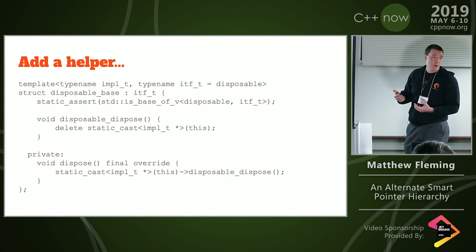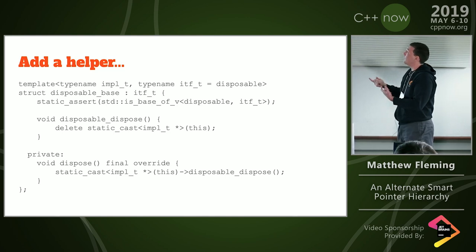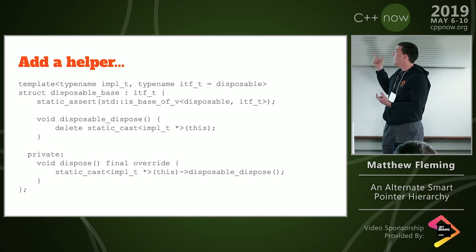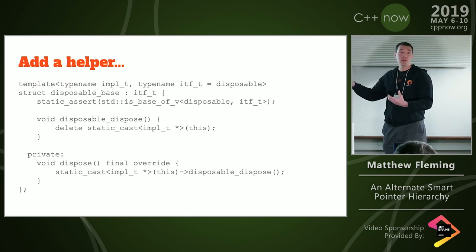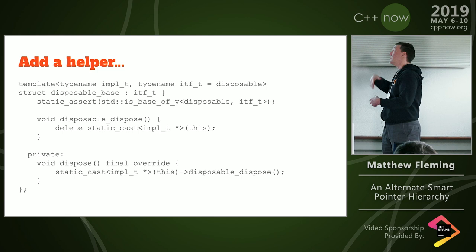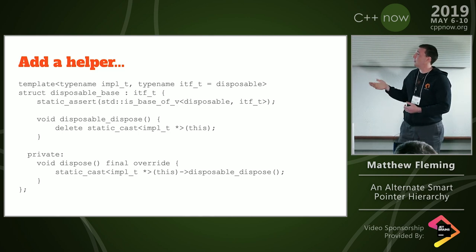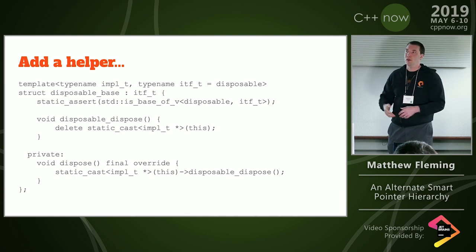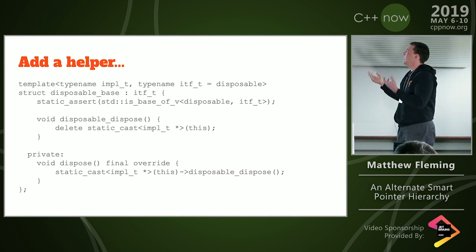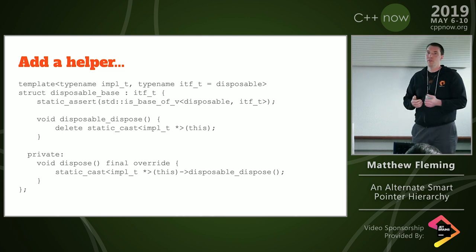So here's another thing about our code base. I honestly couldn't think of better names for these things. So in a lot of places we have our implementation type, that's impl_t, and an interface type, itf_t. And they look like gibberish until you read it for a while, and then you're just kind of like, yeah, that's an interface type. Otherwise I can use T and U, but I don't really like one letter names. They're hard to read too.